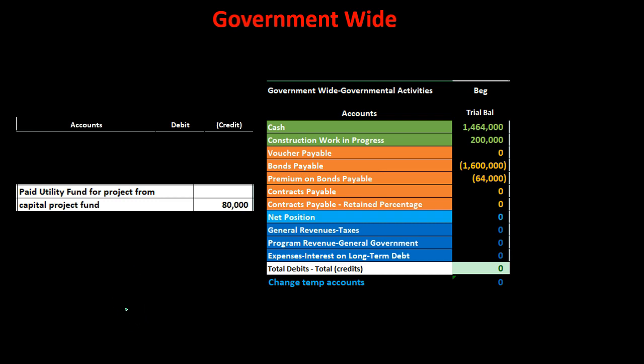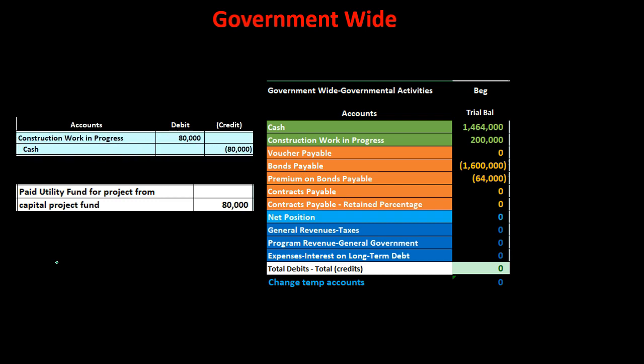Next transaction, we're going to go back to the government-wide activities, where we paid the utility fund for the project from the capital project fund. So we have the utilities fund, part of the government, servicing part of the capital project. We're going to pay for the capital project, the building, the bridge, the thing we're making, to the utility, which is part of the government, the utility fund. So this is kind of an inter-fund transaction. You would think maybe we wouldn't put it on the government-wide activities, but we are going to record it, and part of the reason is because this isn't just going to be a transfer from one fund to the other. When we think about the utility fund, we're thinking about a proprietary fund.